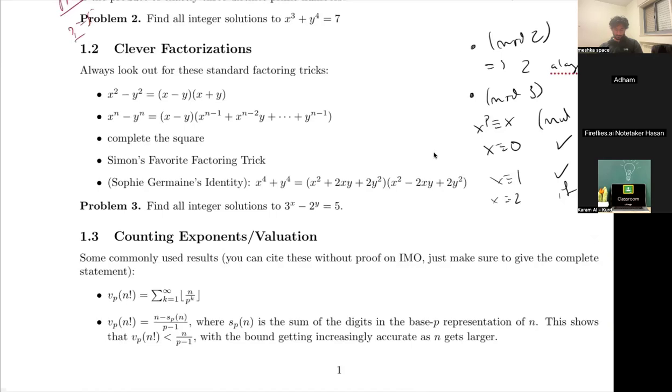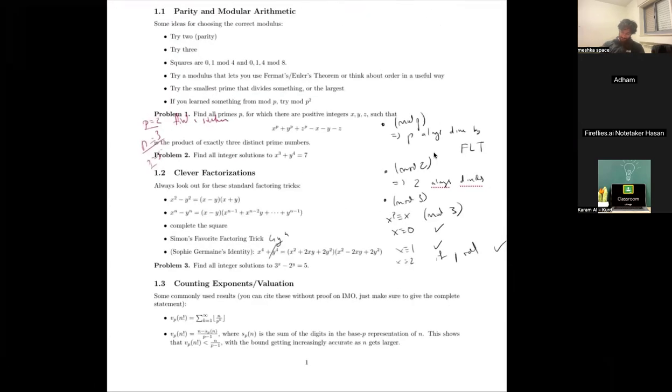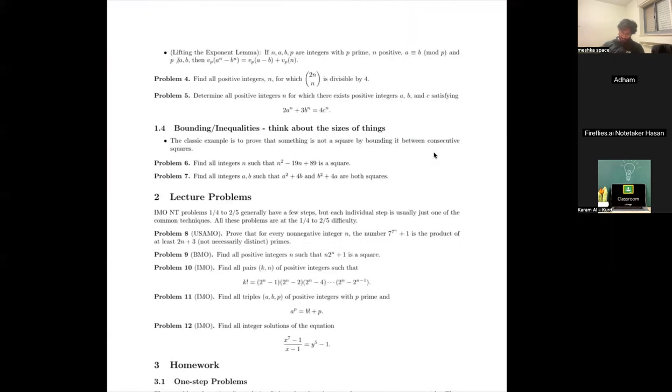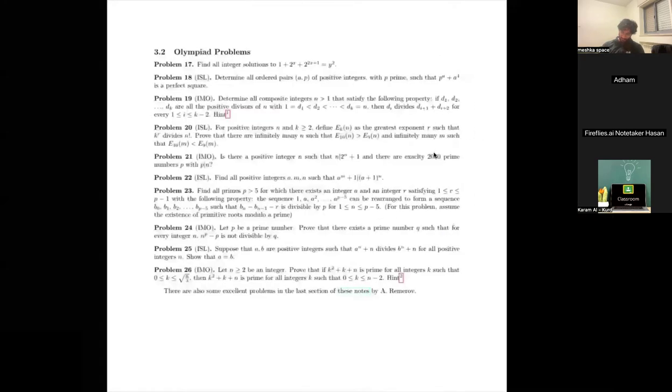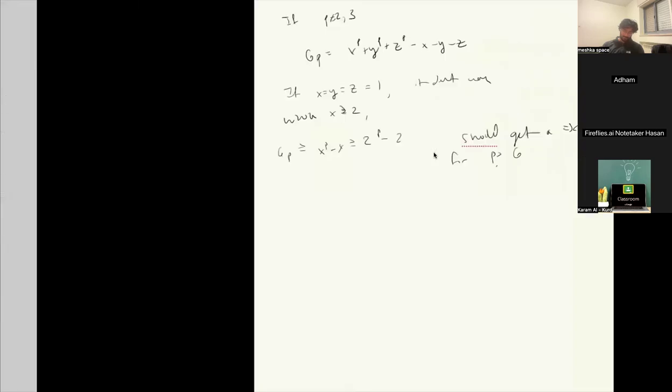And do you guys know about this Sophie Germain's identity? I wrote it wrong. It should be 4y to the fourth. But do you guys know this identity? No, I haven't encountered this before. Yeah, it's also something that just shows up. I'm trying to think where. It's in one of the homework problems, I think. You will see it shows up as one of the homework problems.